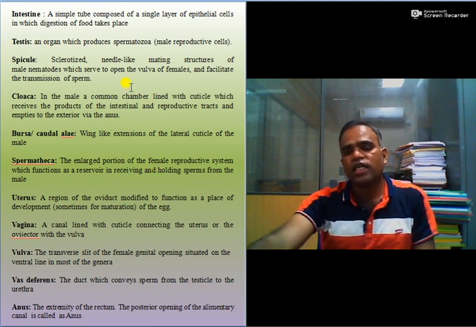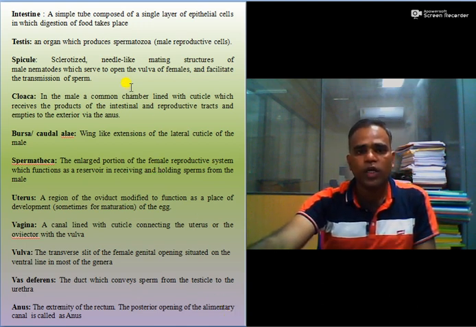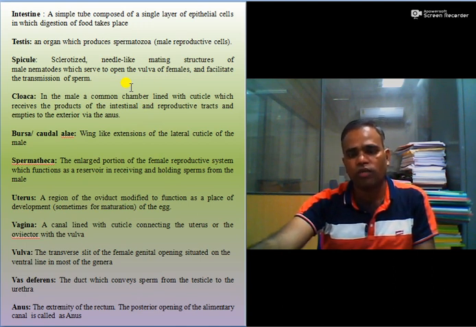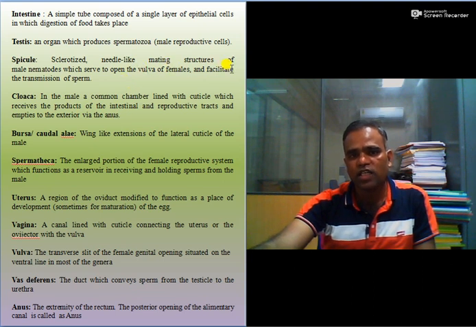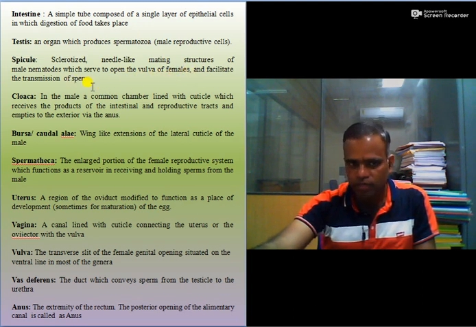What is the intestine? The intestine is a simple tube composed of a single layer of epithelial cells in which digestion of food takes place. Then the testis, an organ which produces spermatozoa, the male reproductive cells, so it is present mainly in the male nematode. Then the spicule, a sclerotized needle-like mating structure of the male nematode, which serves to open the vulva of females and facilitate the transmission of sperm.